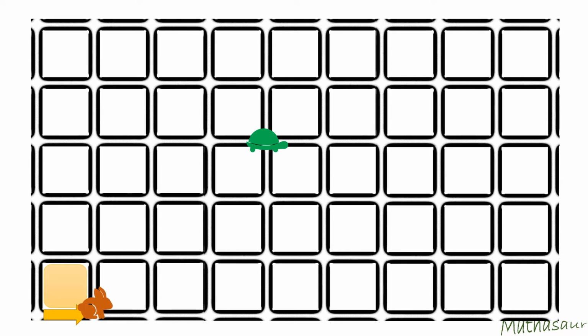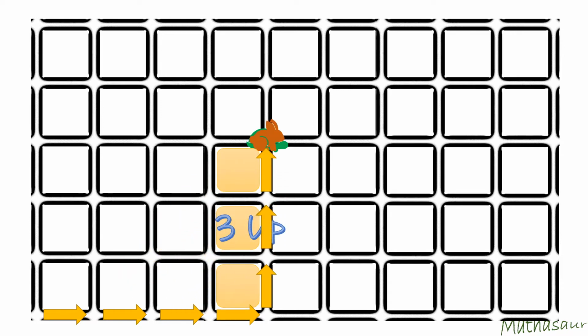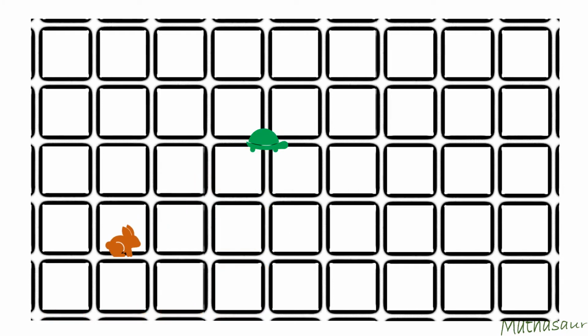He could take this path. Take one right. Take 3 more. Hence he takes 4 rights. And then he goes up. So he takes 3 blocks up. That is one way to reach the tortoise. Can you think of another way?